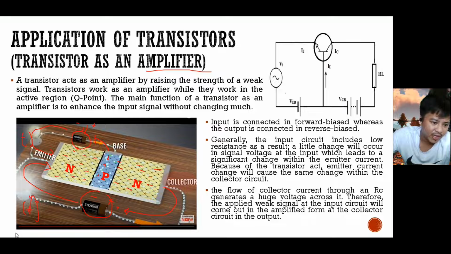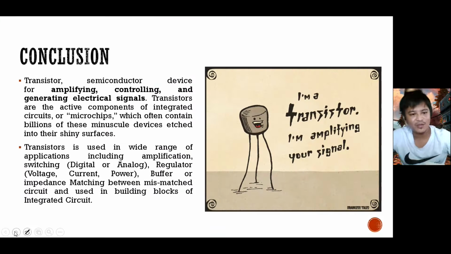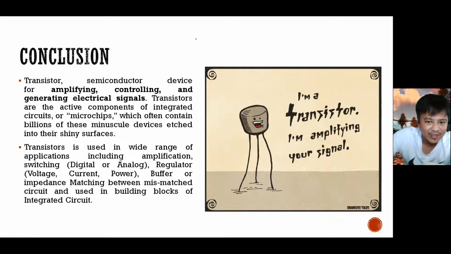Okay, so let us go with the last slide because I think I'm taking long enough. So for the conclusion, transistors are semiconductor devices used in amplifying, controlling, and generating electrical signals. And transistors are the active components of integrated circuits or microchips, which often contain billions of these minuscule devices etched into their shiny surfaces.